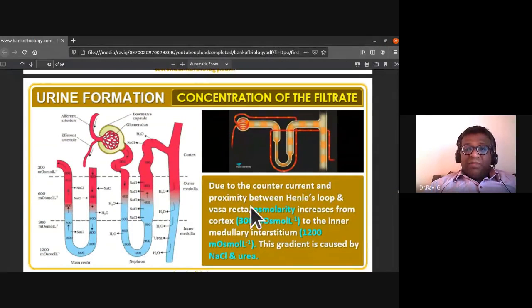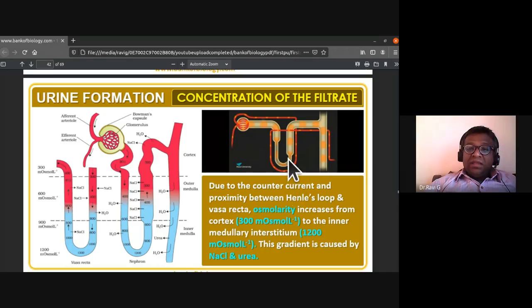Due to the counter current and proximity between Henle's loop and vasa recta, osmolarity increases from the cortex. So in the cortex, the osmolarity was 300 microosmoles per liter, and it increases to the inner medullary interstitium, to 1200 microosmoles per liter in the medullary interstitium. So this gradient is caused by sodium chloride and urea.